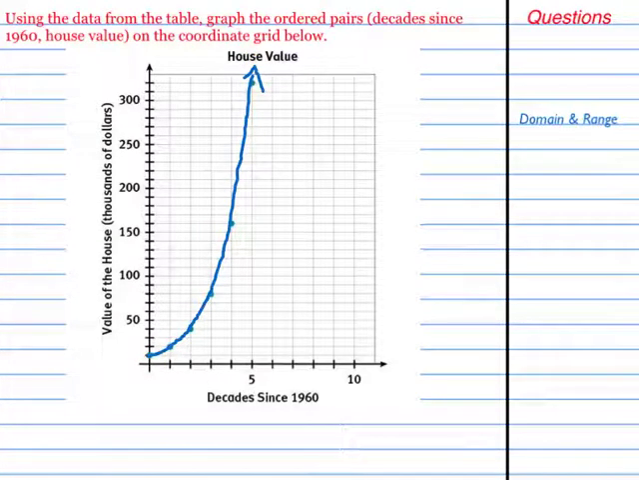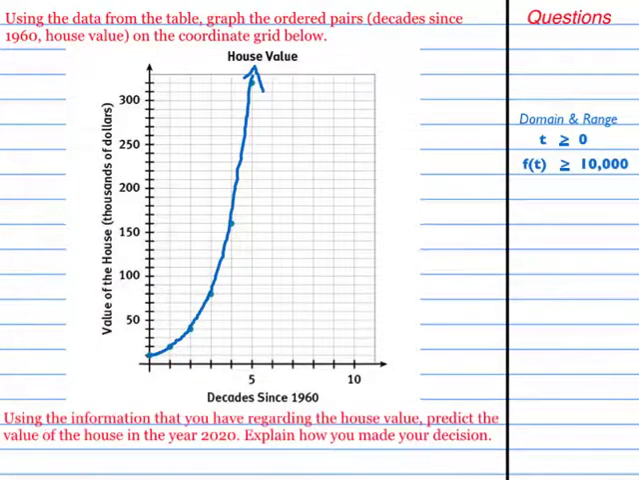Now we can talk about domain and range with regards to this graph. I know my time has got to be greater than 0 because we can't have negative time. And I know that the value of the house, f of time, the function of time, has just got to be greater than $10,000. That was the starting value of the house.